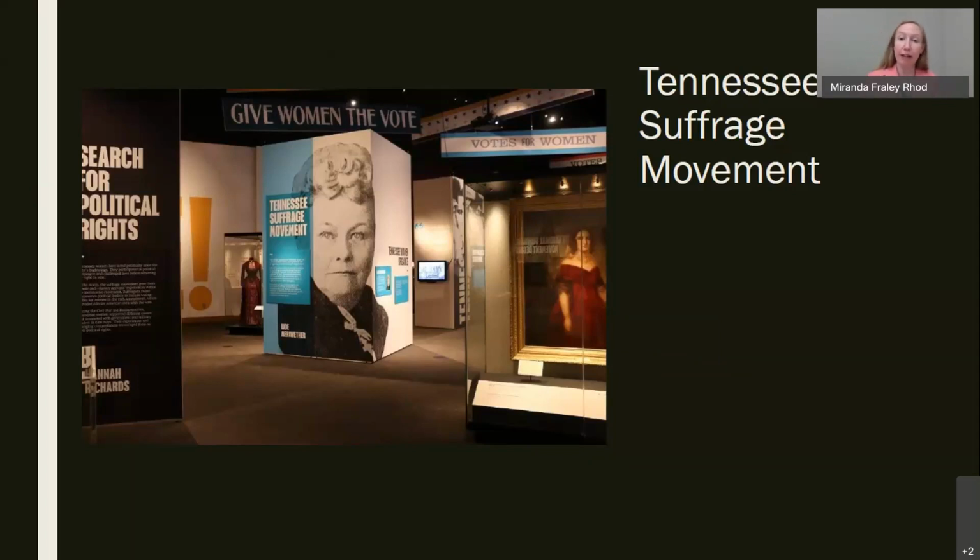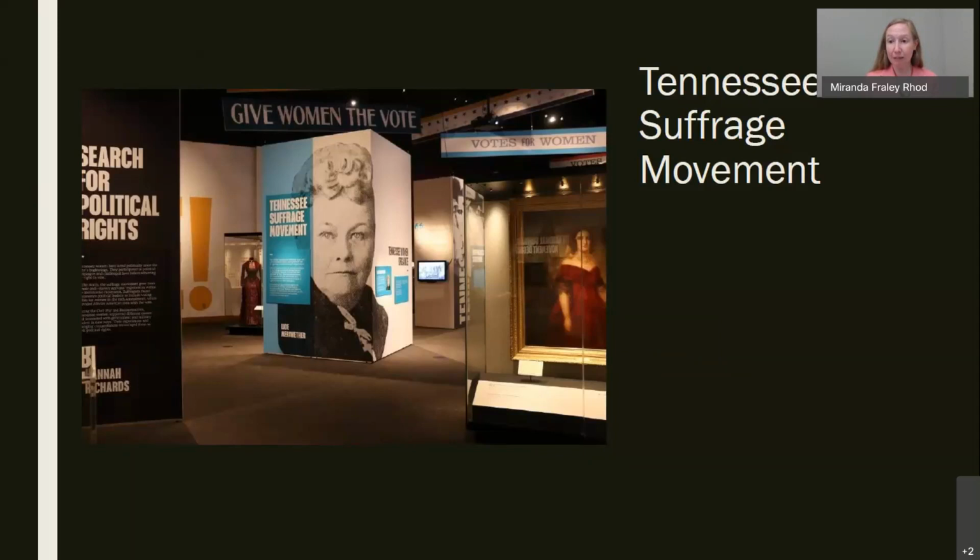Now, it's important to recognize that the suffrage movement in Tennessee included African American women, white women, women from many different perspectives. However, during this time of racial segregation, many African American women were not accepted as full partners by white suffragists. Most of the suffrage leagues were white women's organizations. However, that in no way means that African American women were not also advocating for the vote. They tended to advocate for the vote within African American women's organizations.